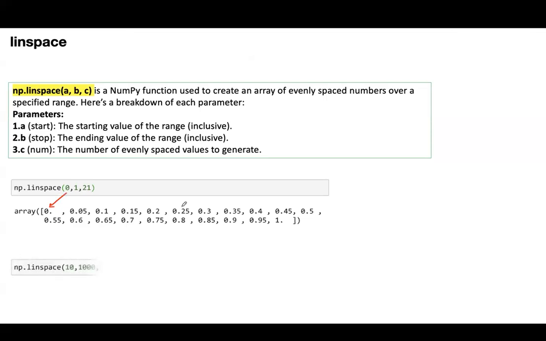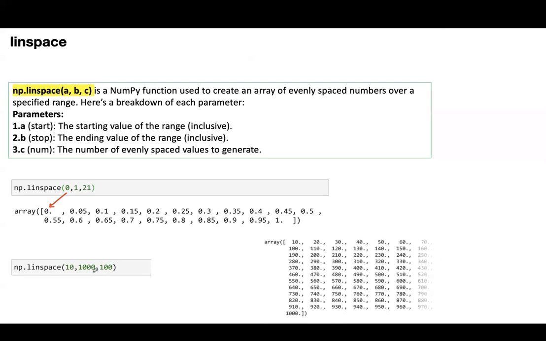Let's take a look at another example. Here, we want to generate 100 numbers starting at 10, stopping at 1,000, and we want them to be evenly spaced. So as you can see, the starting value is 10, then it jumps to 20, 30, 40, and the last number is 1,000, and all of them are evenly spaced. The distance between each number is 10.